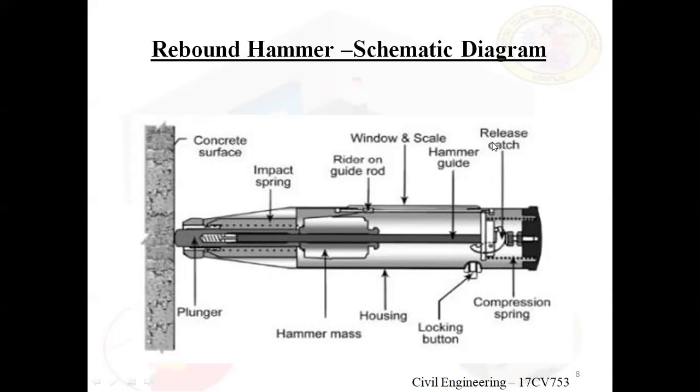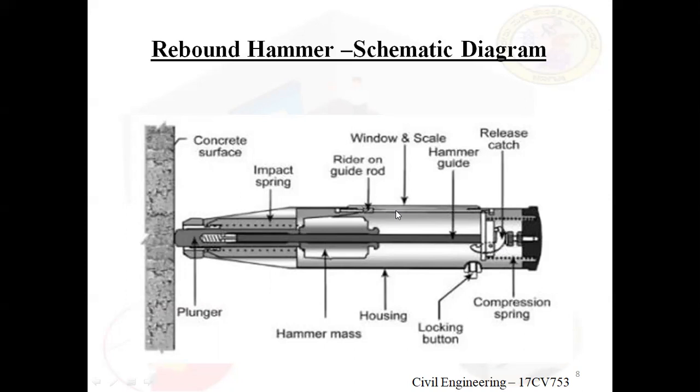Next, this is the hammer guide release clutch. Next, the compression spring, locking button, housing, and hammer mass. This is the main mass, and this graduated scale is attached to this hammer mass. When it moves towards the front, the scale will also move. From here to here, the graduated scale from 0 to 8 moves.